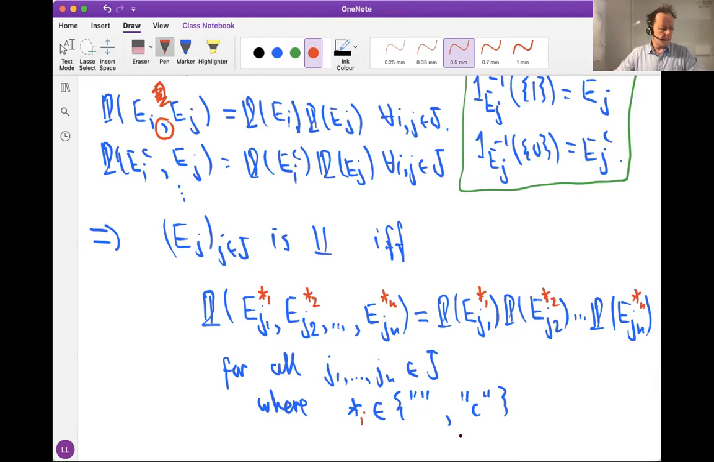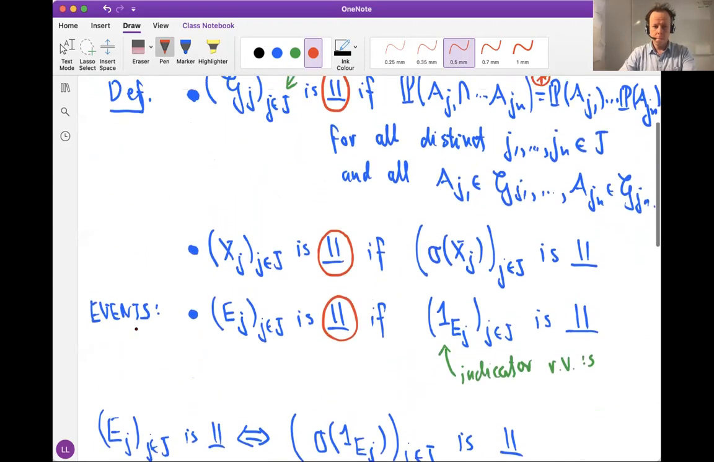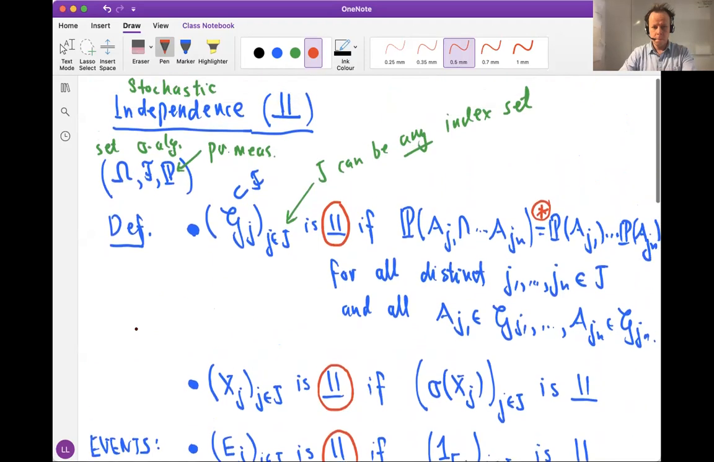Okay, I hope this is clarifying the concept. Does the same thing hold for the sigma algebra notation for the definition? Because if A_j belongs to the sigma algebra, then the complement belongs to it. Yes, so exactly the same, a different notation could be used here above too.